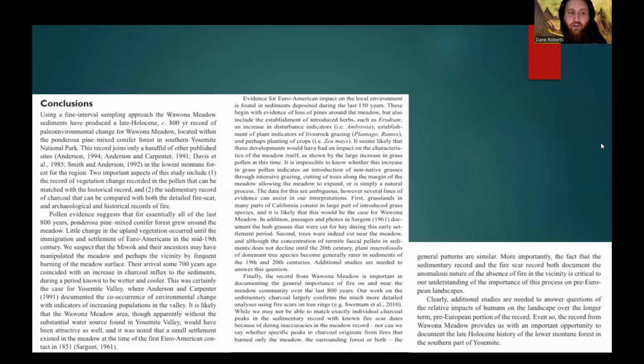So what all these pieces of evidence told Anderson and Stillett Jr. is that, one, starting around 800 years ago, the ponderosa pine mixed conifer forest grew around meadows, and that there was little change in upland vegetation until the arrival of white Americans in the 1800s.